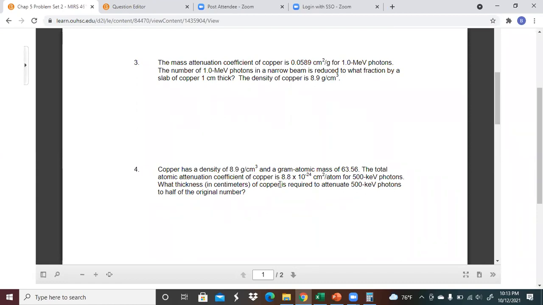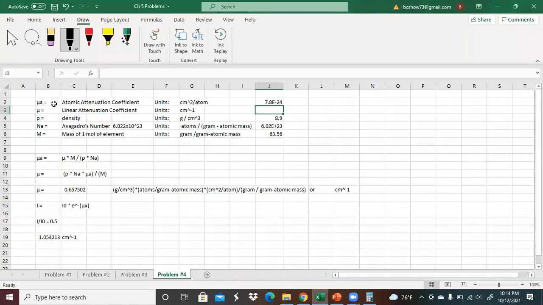The atomic attenuation coefficient of copper happens to be this for 500 keV photons. Notice how all of these values of the energy keep changing, but we're still using the same principles. What thickness in centimeters of copper is required to attenuate this to half the original number? Okay. So I'm trying to spell out all of these particular values. Of course, I had to change one of them at the very least, and this is the one that I changed. So if I've got an atomic attenuation coefficient of this, the units for this, and it may not be obvious that this is the case, but the units are going to be centimeters squared per atom.